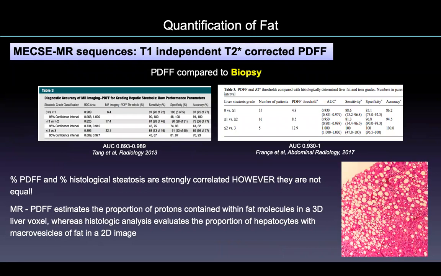Quite relevant, it is important to understand that in spite of being highly correlated, both techniques do not quantify exactly the same thing. I mean that PDFF and histological steatosis are strongly correlated, but they are not equal. With MR, we estimate the proportion of protons contained within fat molecules in a 3D liver voxel, whereas with a histological analysis, we evaluate the proportion of hepatocytes with macrovesicles of fat. So different metrics for the same thing.